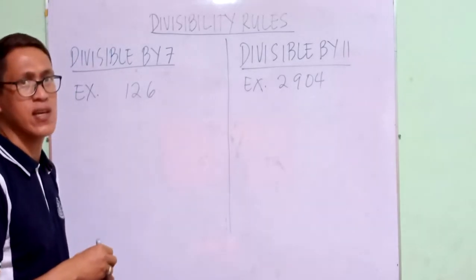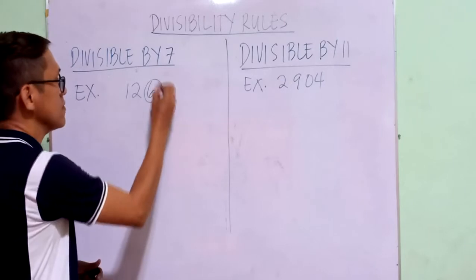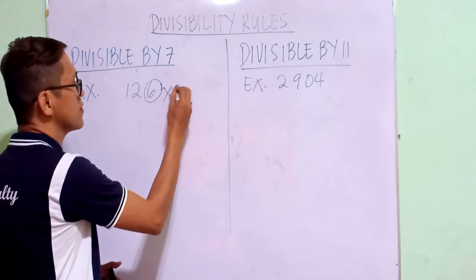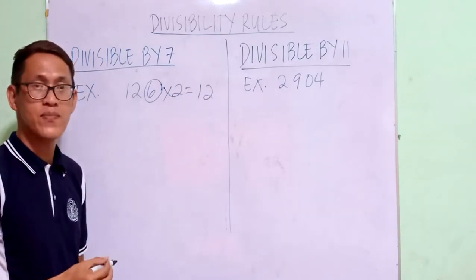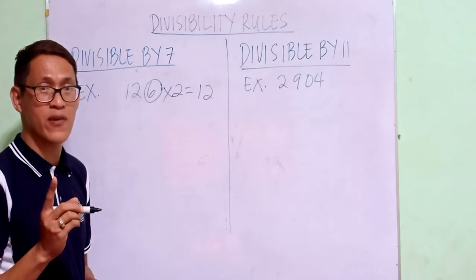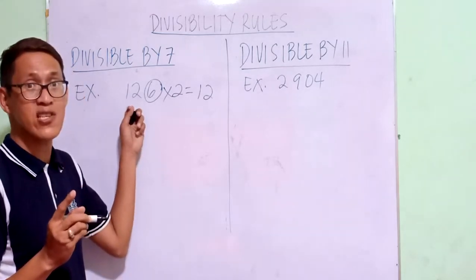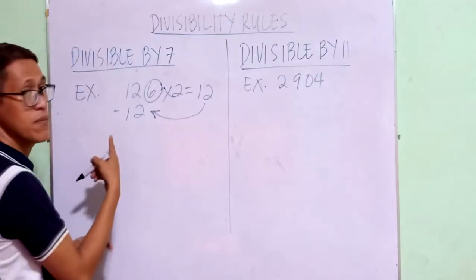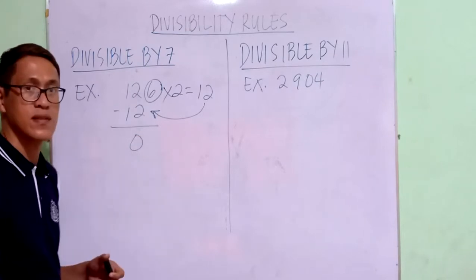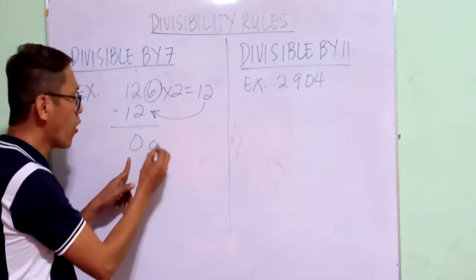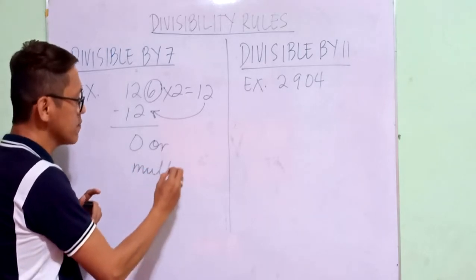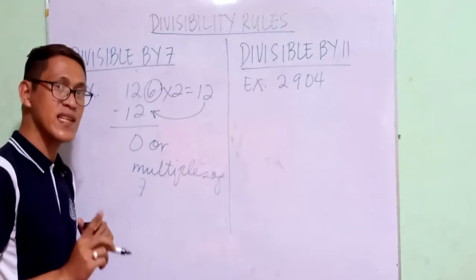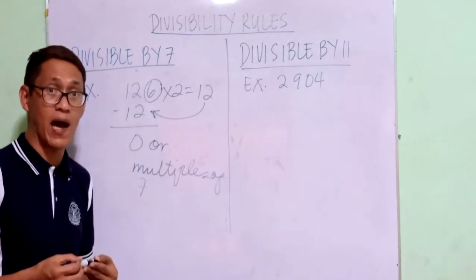So what's the ones digit here? It's 6, right? So what will you do with 6? It says twice, so you multiply it by 2. That will give you 12. So you subtract this to get the difference with the remaining digits, which is 12. So subtract this here. 12 minus 12, 0. If the answer is 0, or multiples of 7, then you can say that number is divisible by 7.